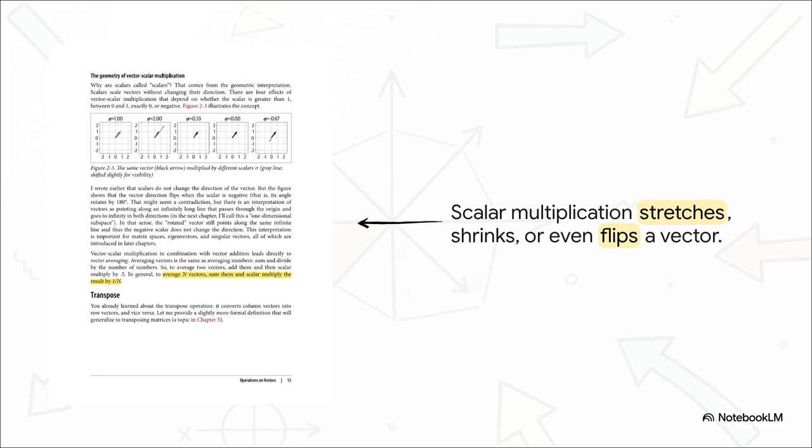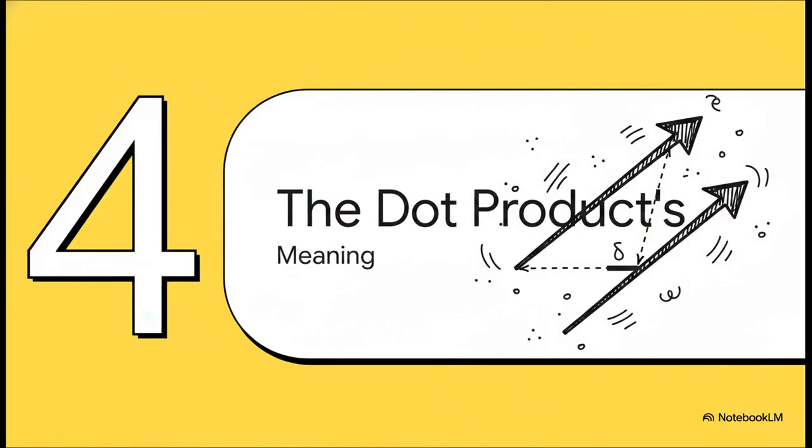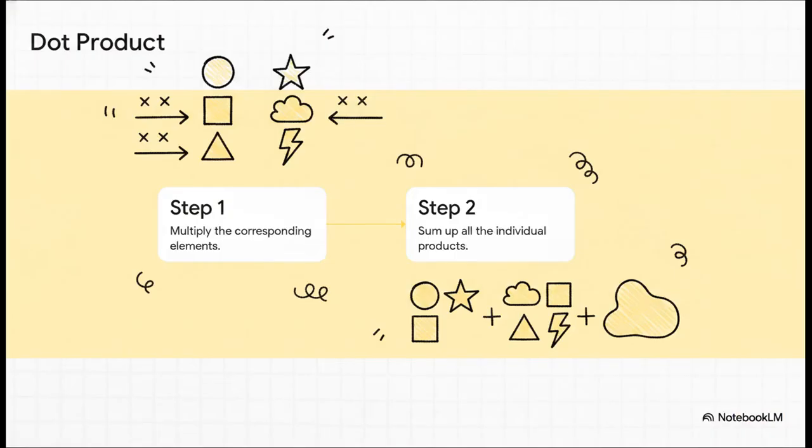So now we get to one of the most powerful and honestly most important operations in all of linear algebra, the dot product. On the surface, the calculation looks really simple, but it reveals this incredibly deep geometric truth about how two vectors are related to each other. And the calculation really is just a simple 2-step process. First, you multiply the matching elements from the two vectors, just like we did with addition. Then you just add all of those products together.